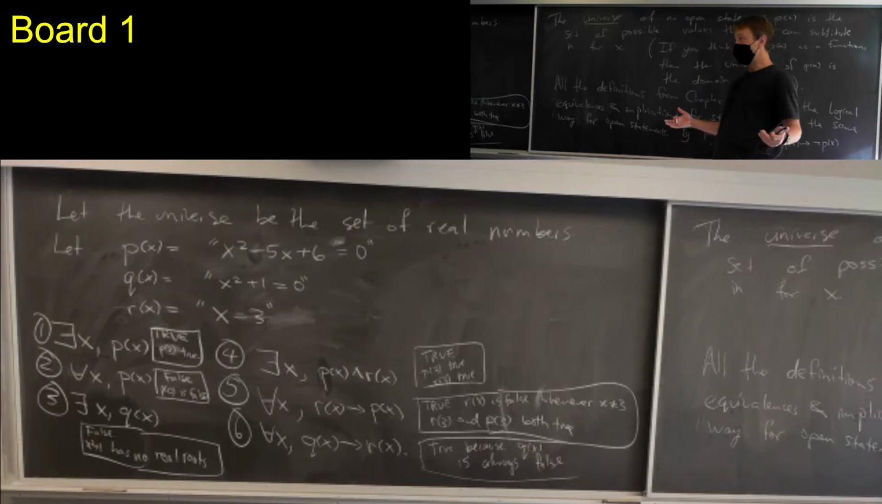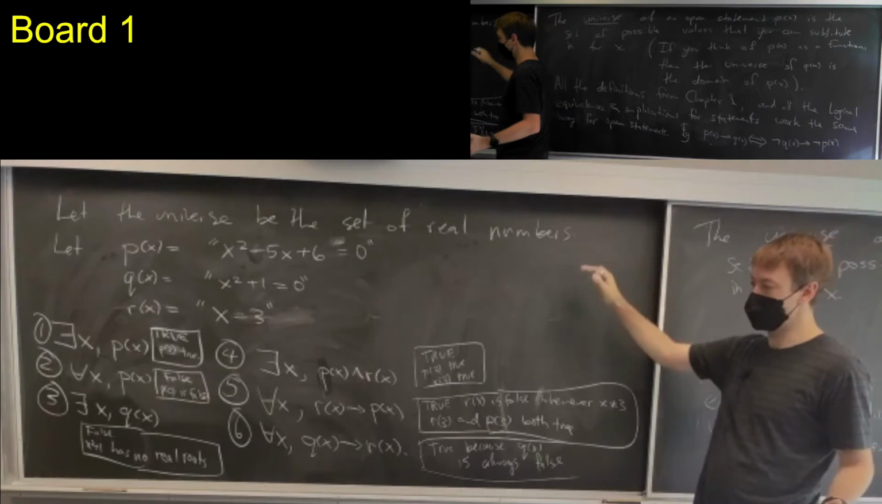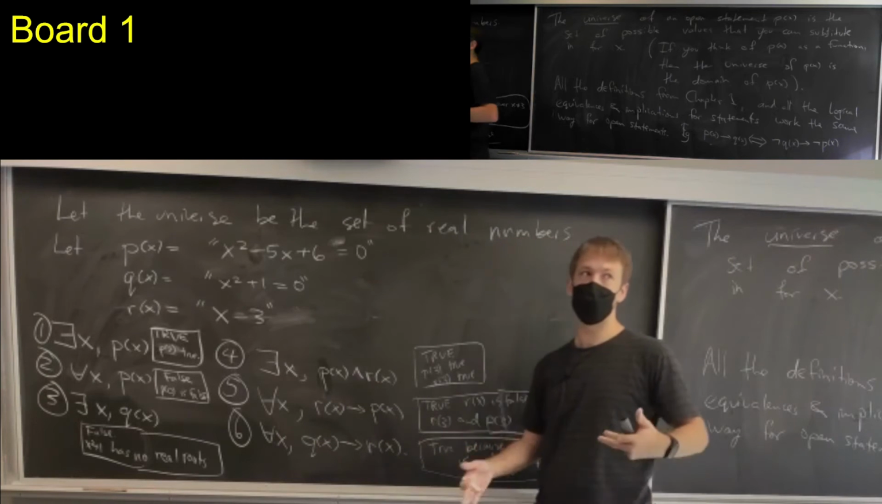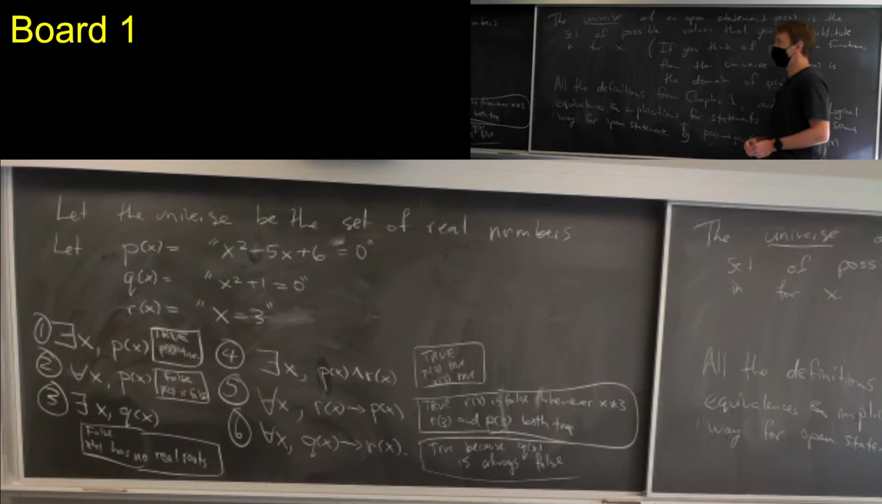Okay, but again, if I let my universe be bigger to contain all the complex numbers, I could make Q of x true and R of x false. So then it would change the truth value. Okay, any questions about these? All right.